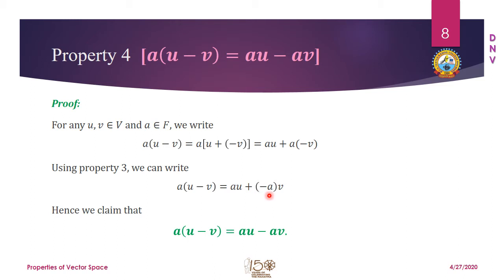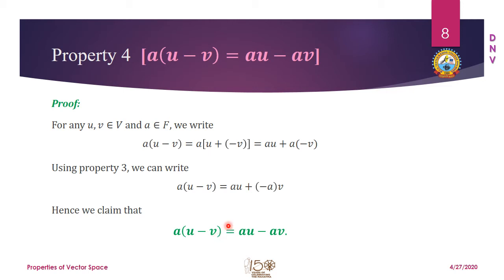Now we can use the associative property: minus 1 into a into v can be written with the minus taken out, and a and v combined together. So doing this, we can write this term equal to this one. So here we can claim that the left hand side, a times (u minus v), is equal to au minus av. This statement says that multiplication distributes over the difference of two vectors.